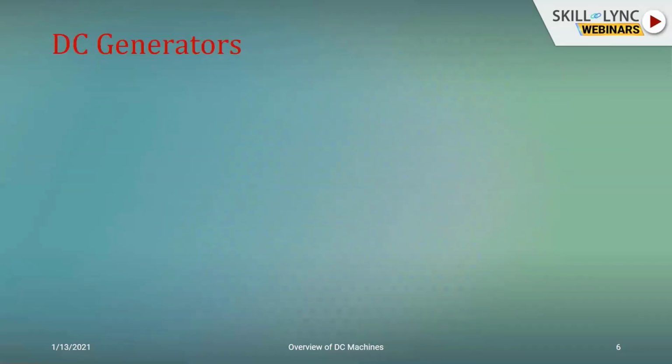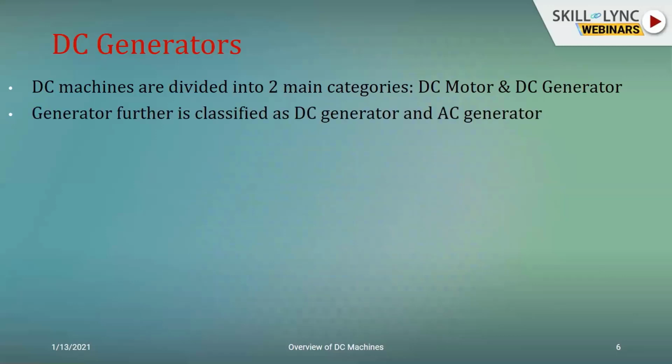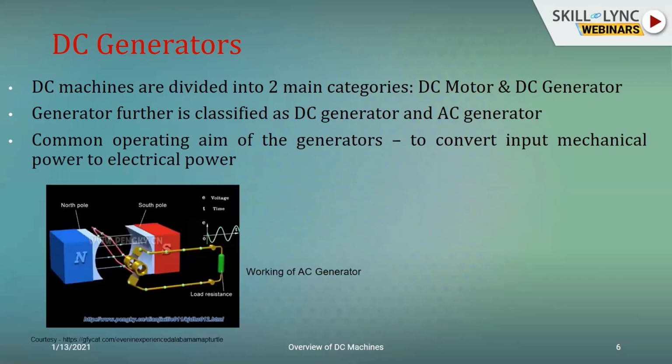So the DC generators, that's the first part of the DC machine. It will be divided into two categories, the DC motor and the DC generator. Again, if you talk of a generator as such, it can be classified as a DC generator or an AC generator. The common operating aim is to convert the input mechanical power to its electrical equivalent. Whether it is in DC mode or in AC mode, the aim remains the same.